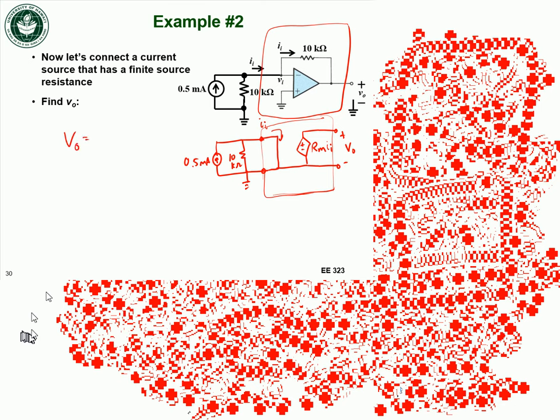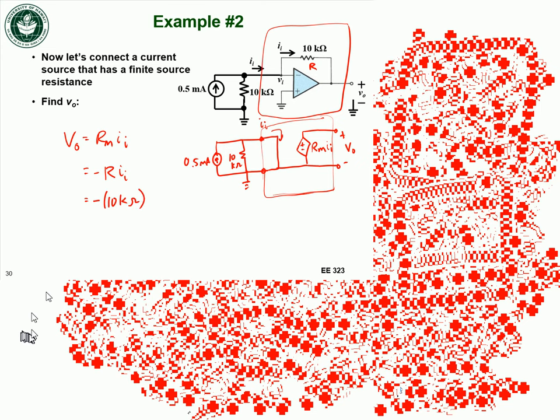So it's going to be Rm times the input current, but we said Rm was negative R, that's this R. So that's negative 10 kiloohms. And what's the input current II going to be?